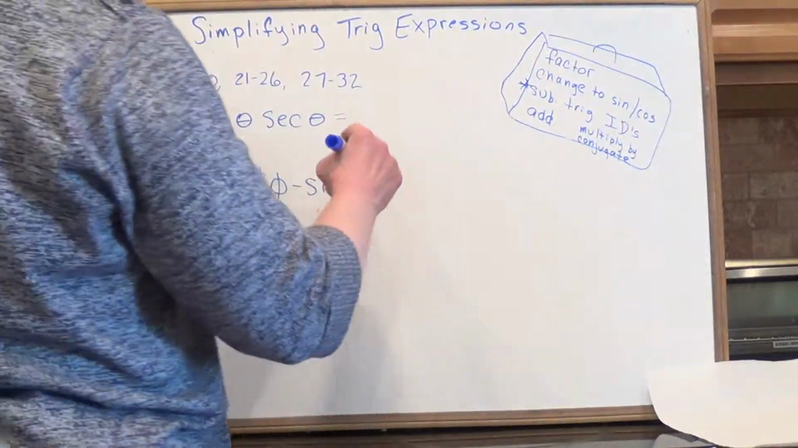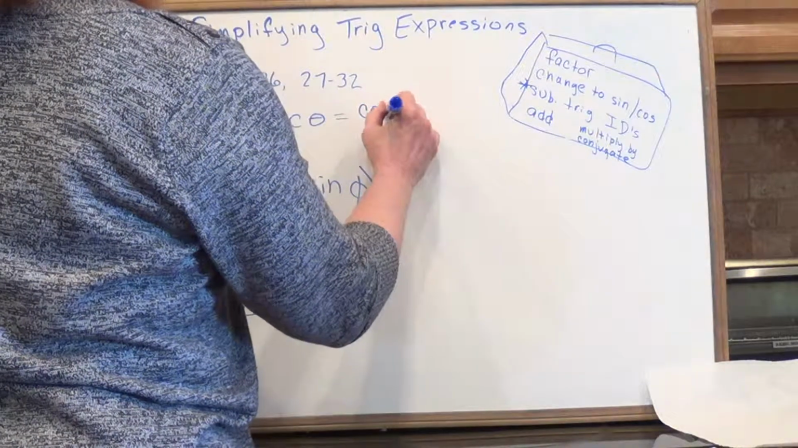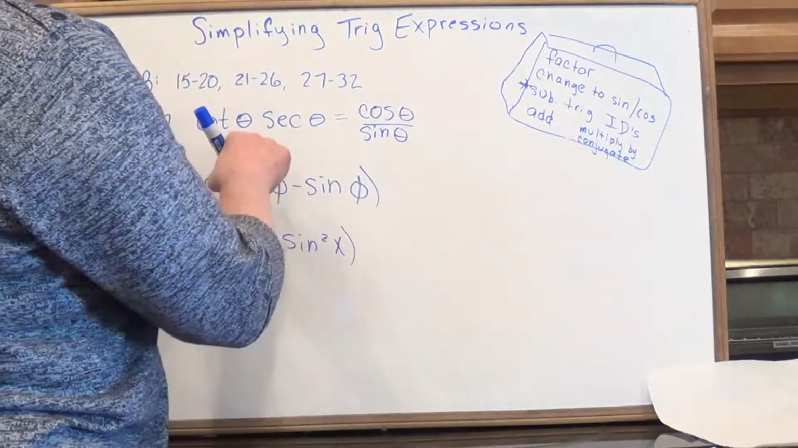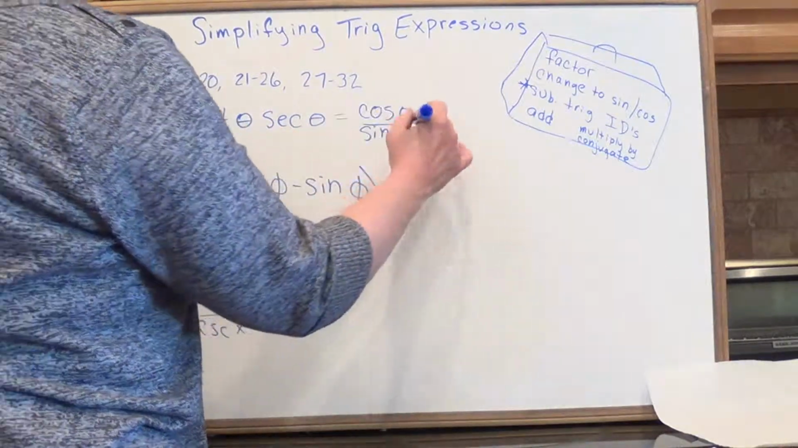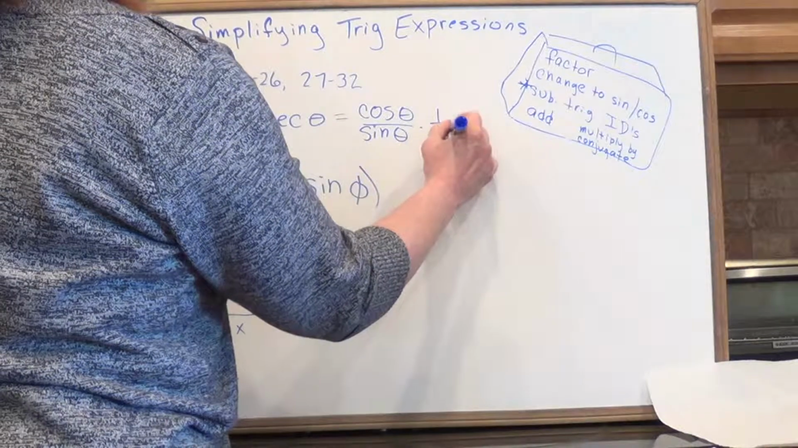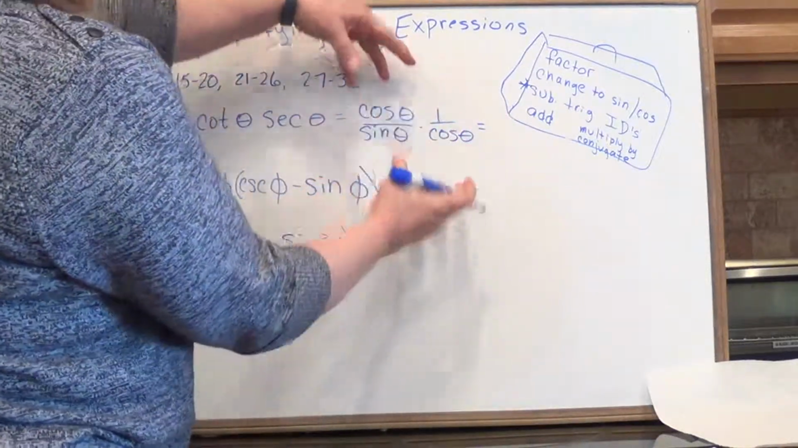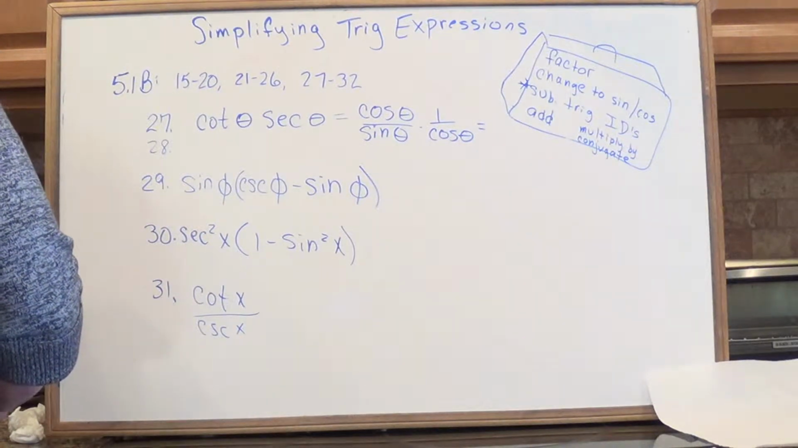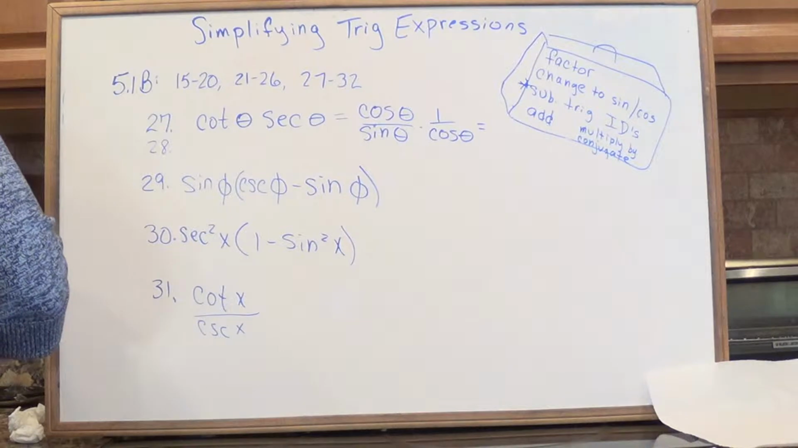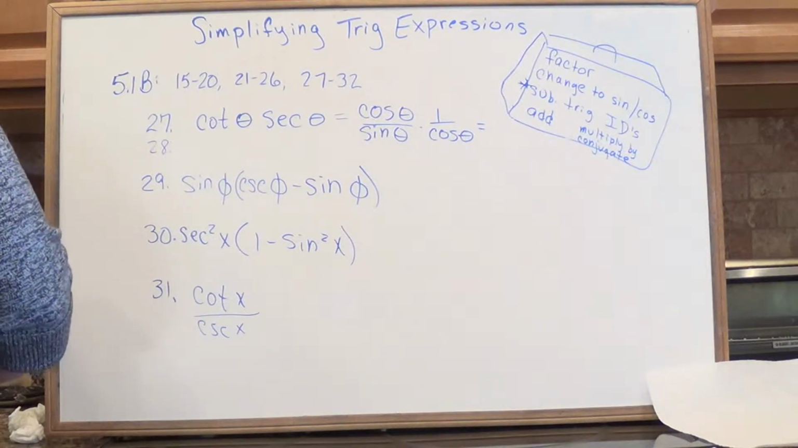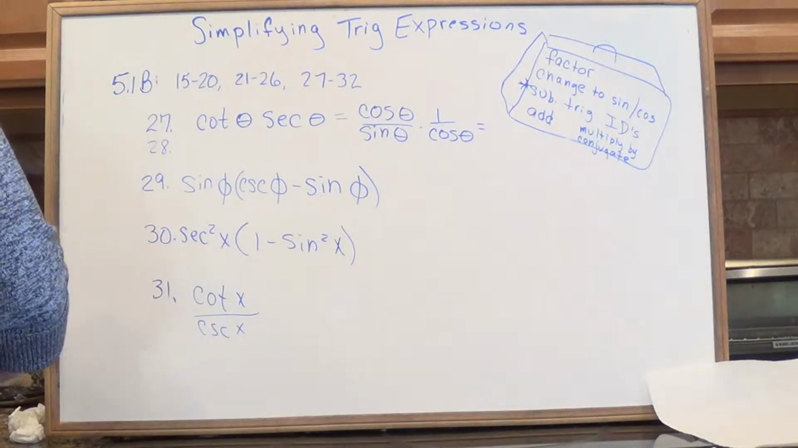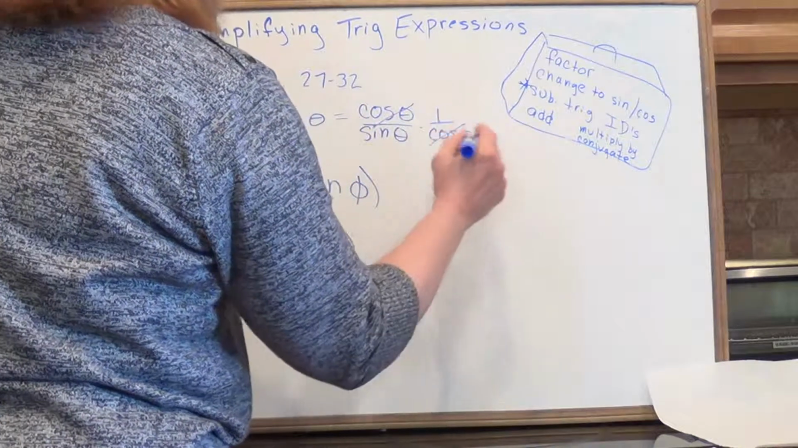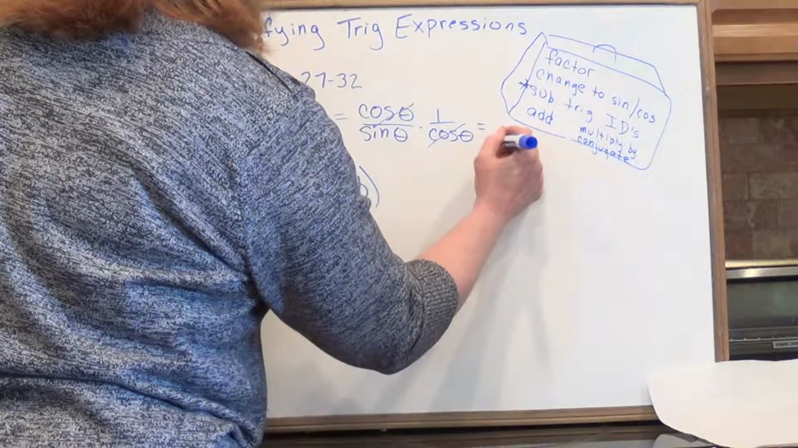So cotangent is cosine over sine. We just erased that, so I've rewritten this as that. And secant is 1 over cosine. If you write it in this vertical way, you can see that the cosines cancel, and it just leaves you with 1 over sine.